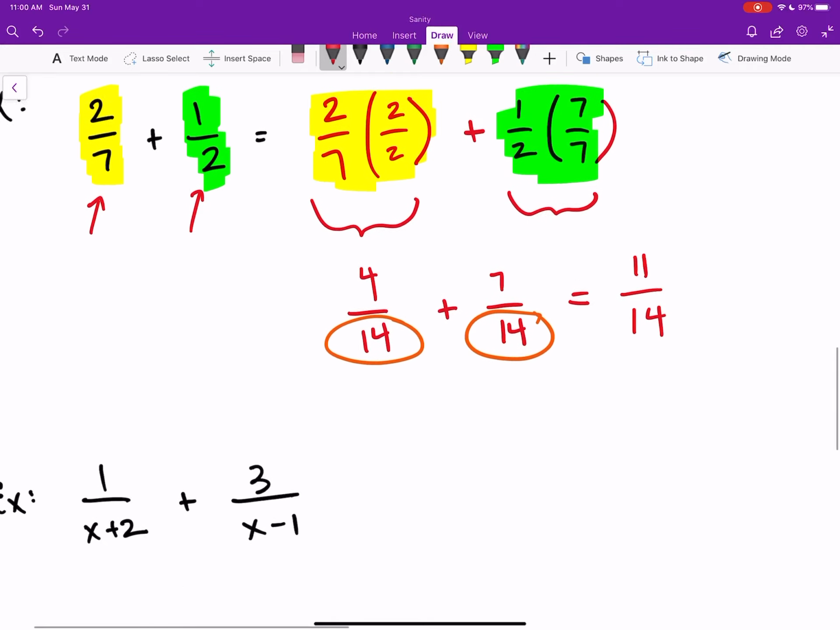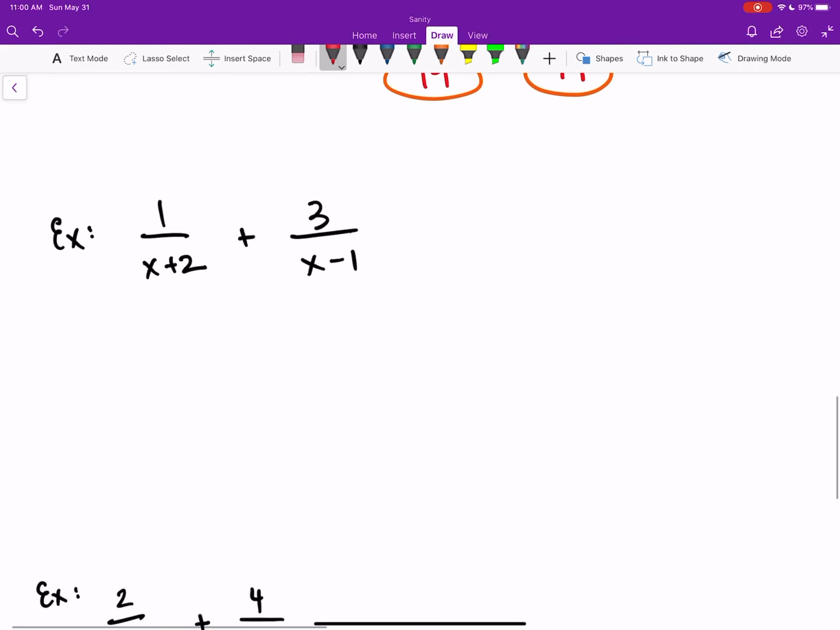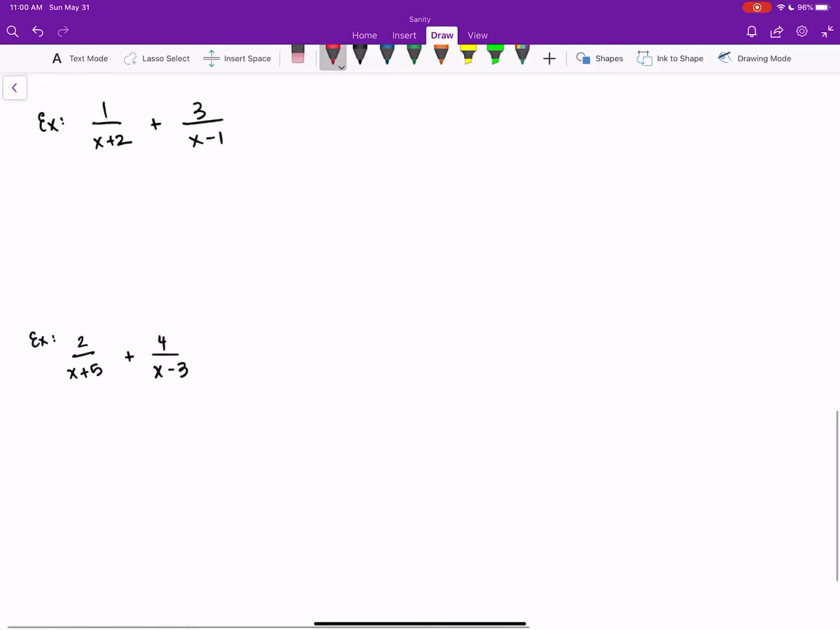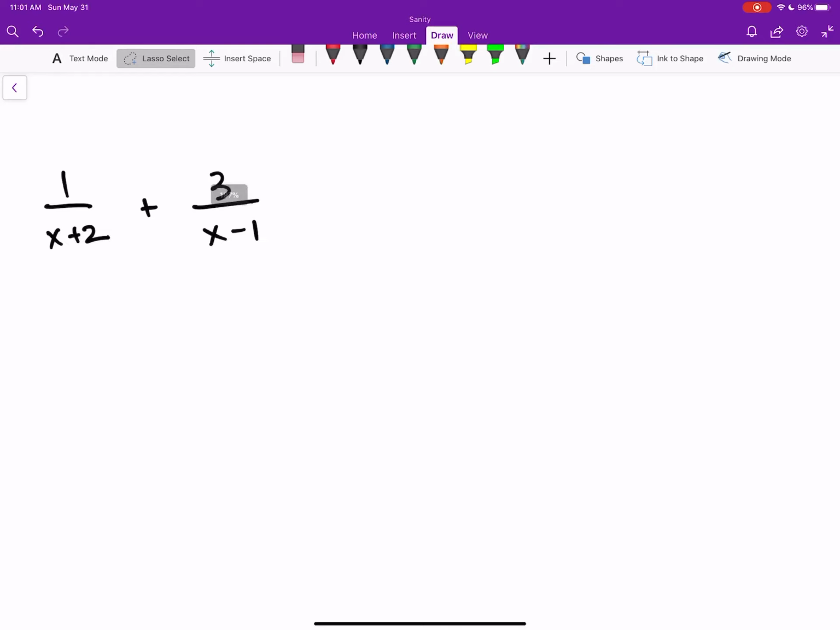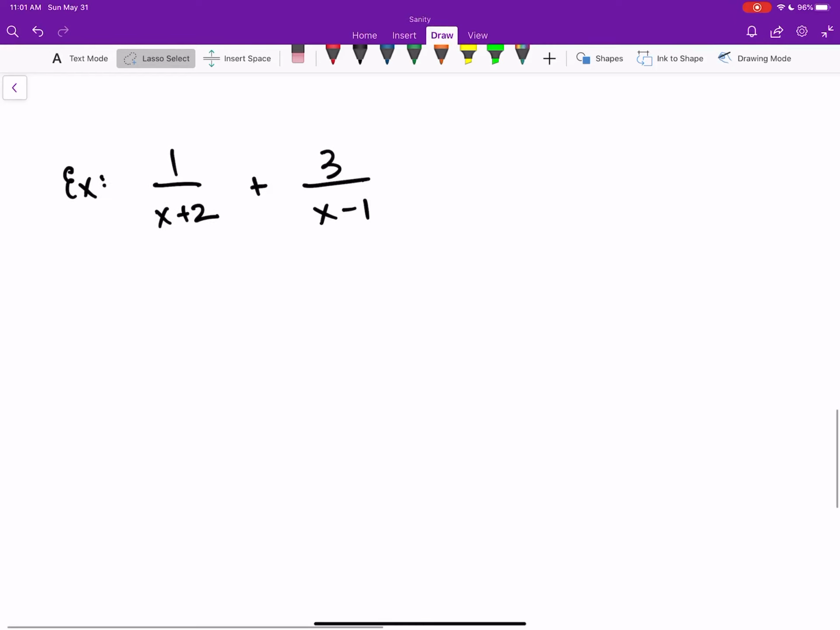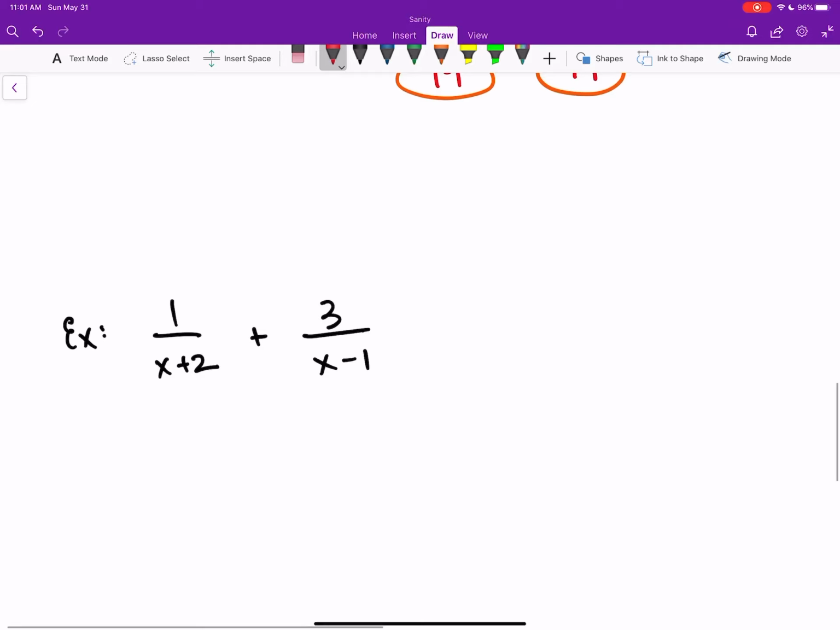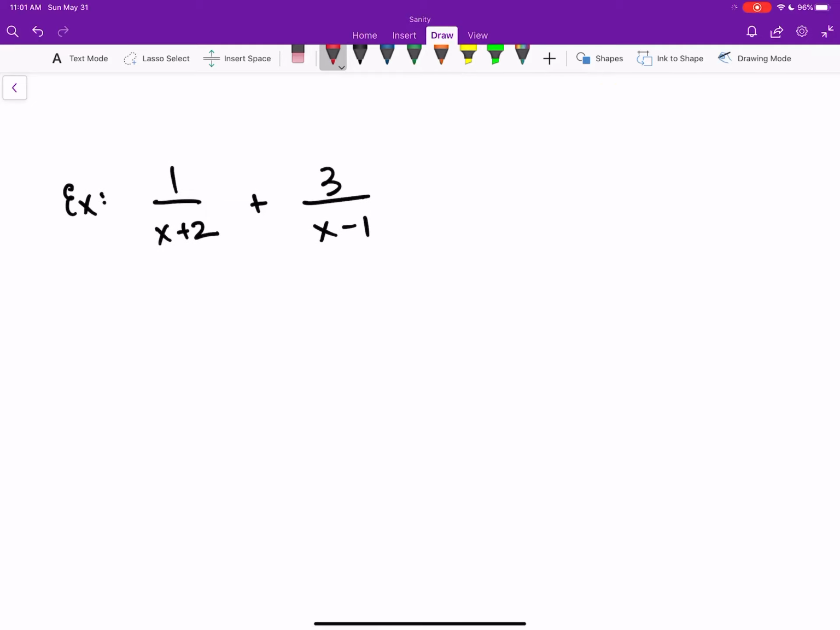Now let's look at it with some equations. All right, I gotta scoot these all down. Okay, so this one here is a rational equation. Step 1, do I have common denominators? No, I don't. So to get common denominators, just like what we talked about, I'm going to multiply this first term by the denominator over here, right? So I have a denominator of x minus 1.